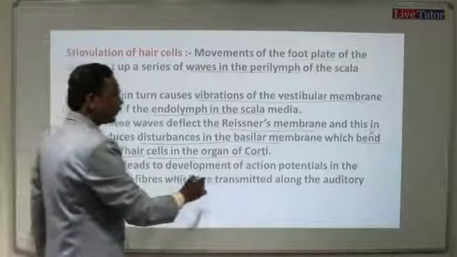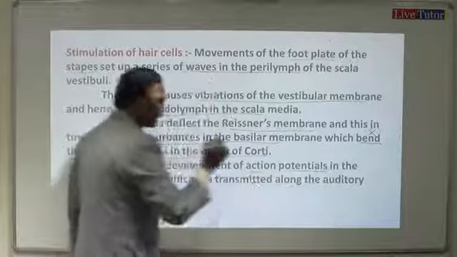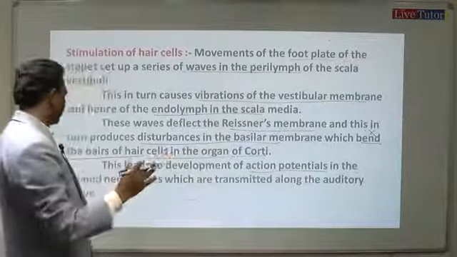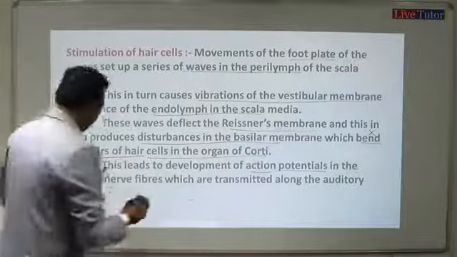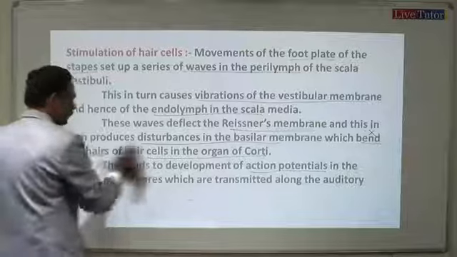This leads to the development of what? Action potential, that means an electrical impulse. That means sound vibration is converted into an electrical impulse. It is carried to the brain through the auditory nerve. Auditory nerve means the hearing nerve.